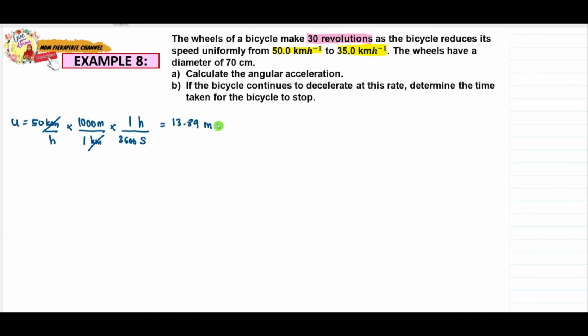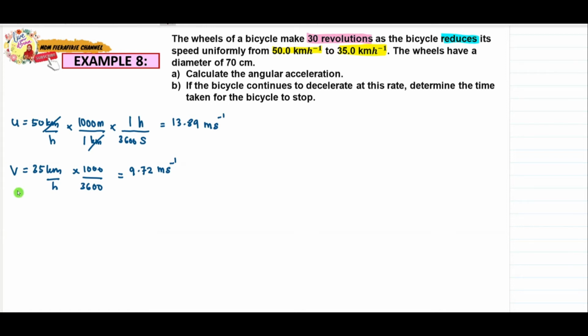You try to calculate, practice pressing the calculator. And then V, 35 kilometer per hour, similarly, times 1,000 over 3,600. So we will get 9.72 meter per second. So it's correct, U is bigger than V, which means its speed is decreasing.